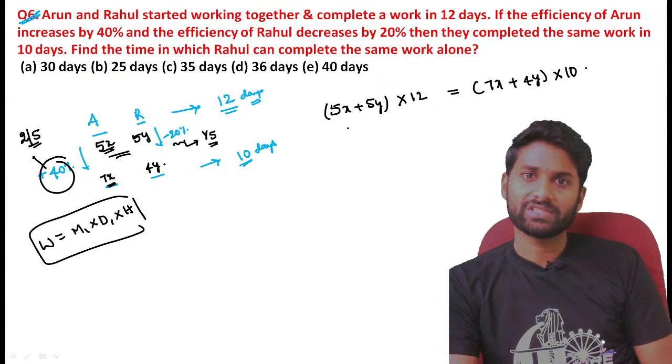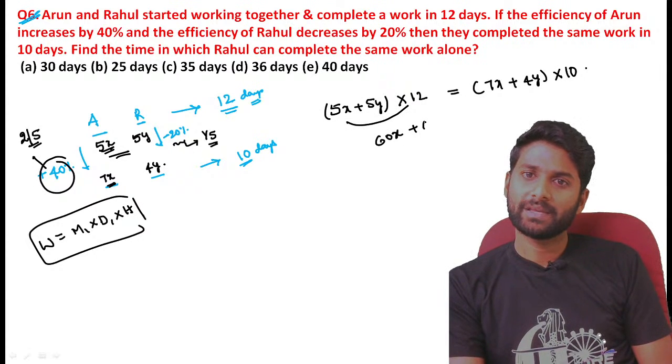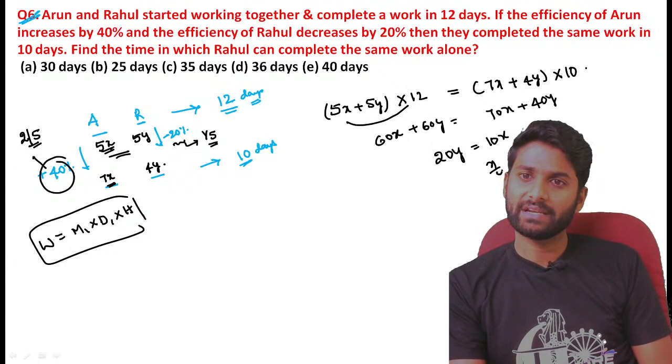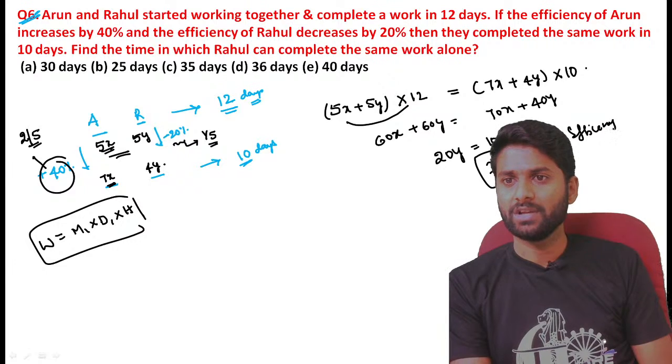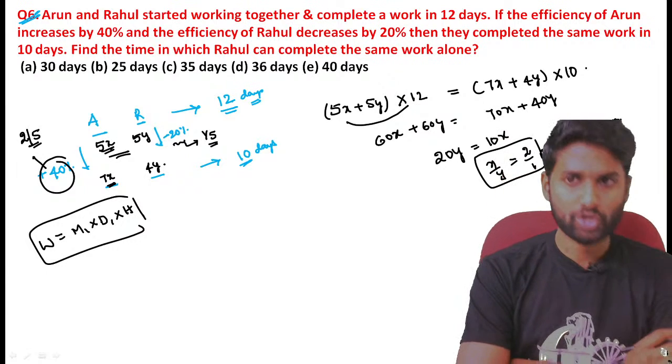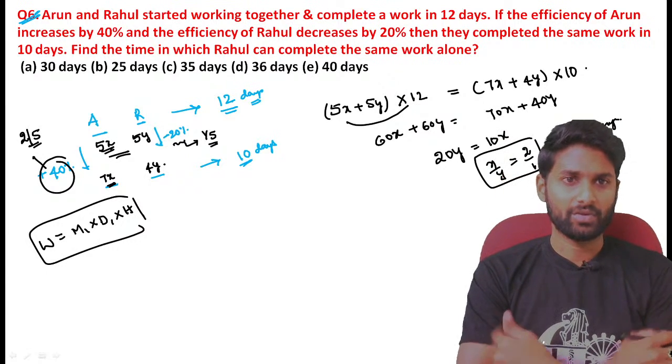Now see, just go through that. So 12 times (5x plus 5y), that is 60x plus 60y, is exactly equal to 10 times (7x plus 4y), that is 70x plus 40y. What is the value? See here, 20y is exactly equal to 10x. Now you can get the x by y ratio as exactly 2 is to 1. So 2 is to 1 is the efficiency ratio, guys. Remember, efficiency means the work they perform per day.